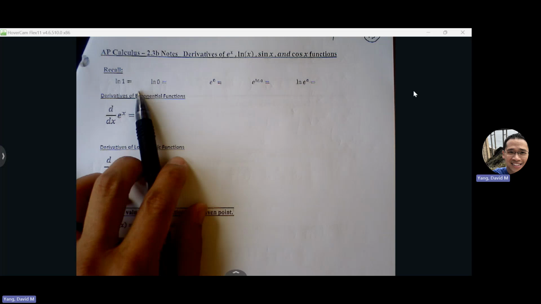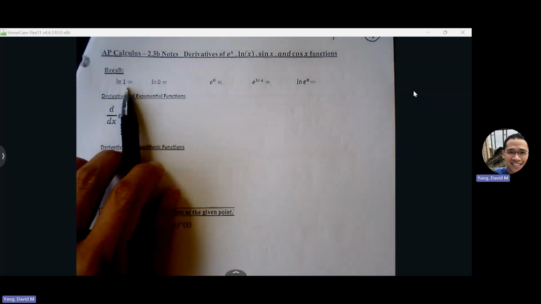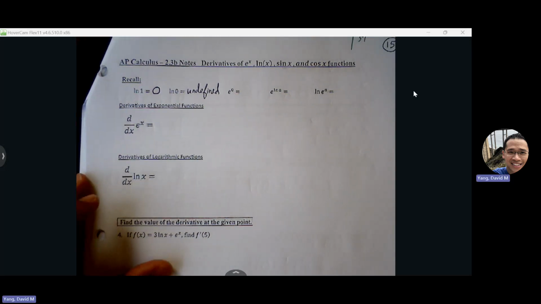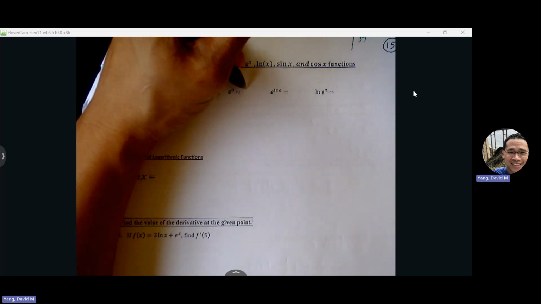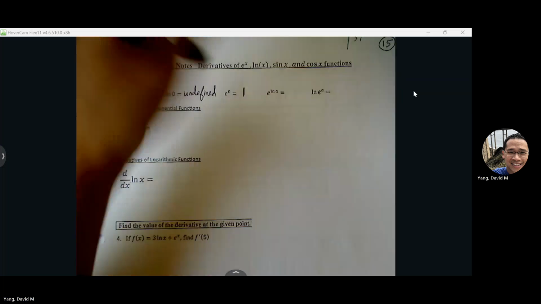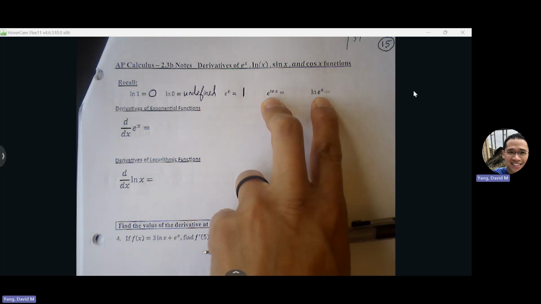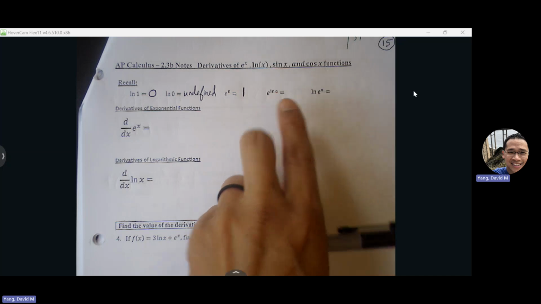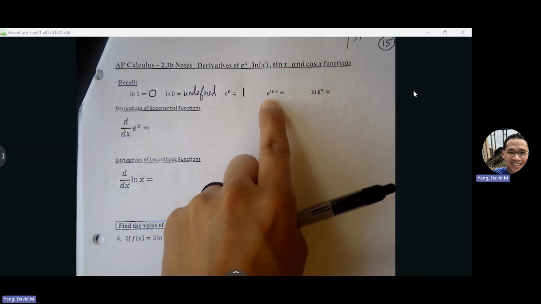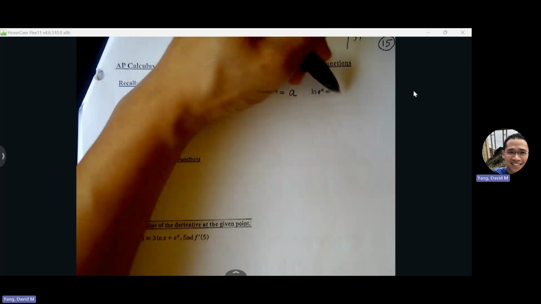So let me just highlight a couple of properties for natural log. These are good properties to know. Natural log of 1 is equal to 0. Natural log of 0 is undefined. E to the 0, anything raised to 0 is always 1. And then e and natural log are inverse functions of each other. So if we insert one into the other, they cancel each other out. If I have e to the natural log of a, I'm just left with a. And if I have natural log of e to the a, I'm left with just a.